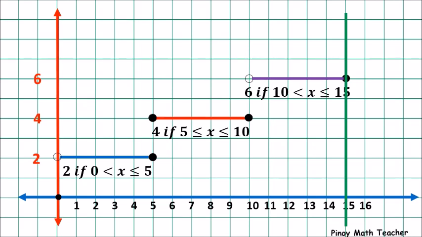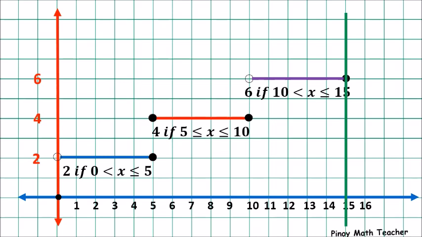Tingnan naman natin kung sakaling nagkamali tayo ng paglagay ng symbol. So, yung kulay blue na graph, so 2 if x is greater than 0, but less than or equal to 5. Yung red na graph naman, x is greater than or equal to 5, but less than or equal to 10. Yung violet, x is greater than 10, but less than or equal to 15. Pansinin yung sa pulang graph, x is greater than or equal to 5. Included yung 5 sa graph nito.